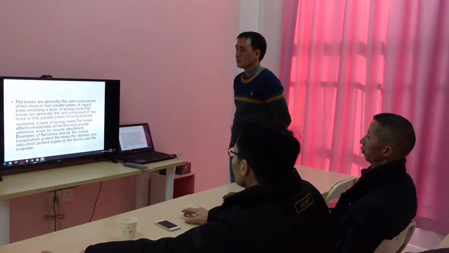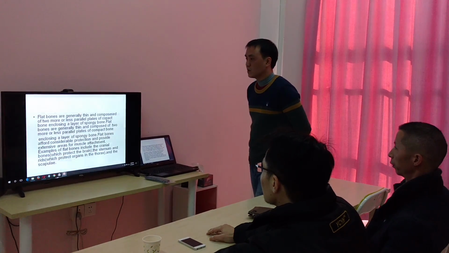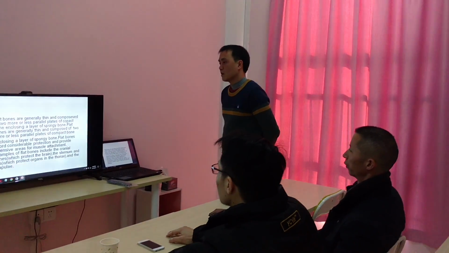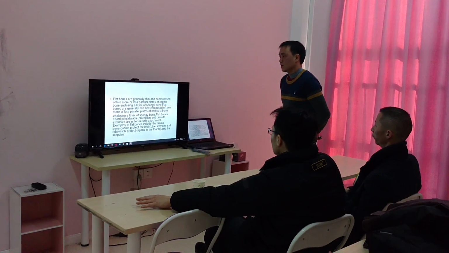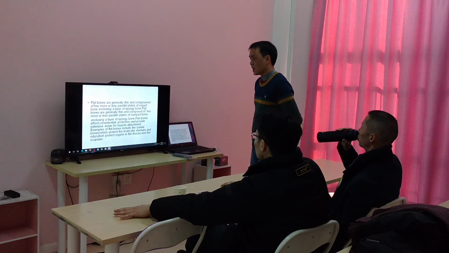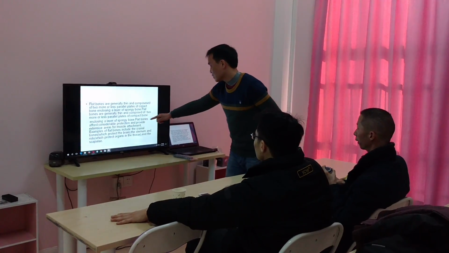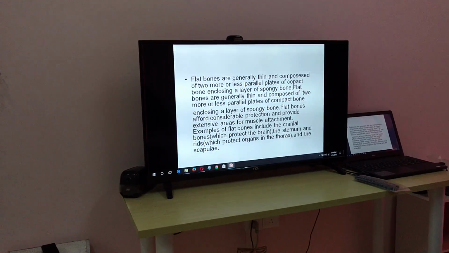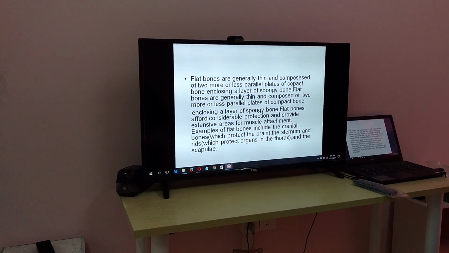Then the third one, we talk about flat bones. Flat bones are generally thin and composed of two more or less parallel plates of compact bone enclosing a layer of spongy bone. Flat bones afford considerable protection and provide extensive areas for muscle attachment.